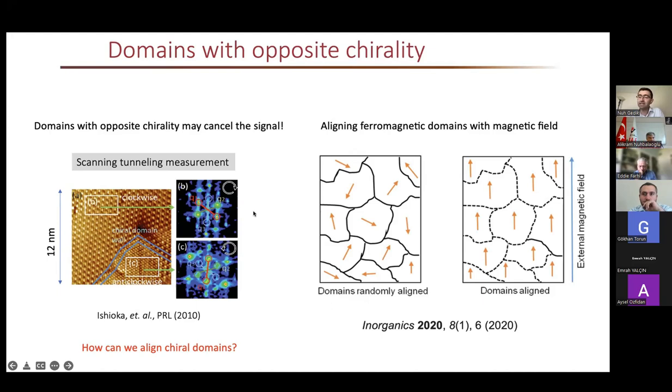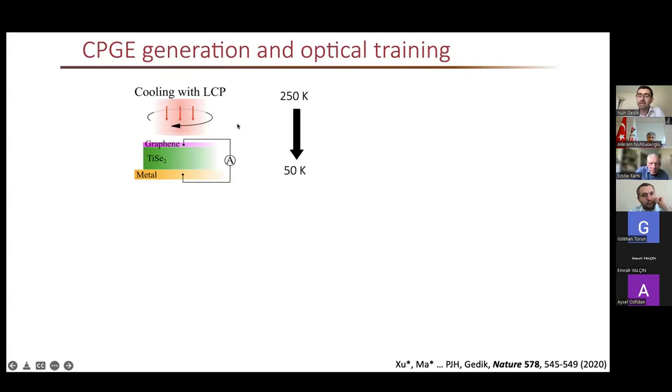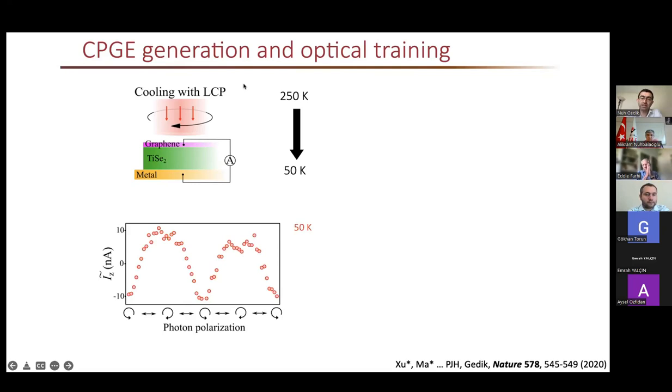So we did the following experiment. We cooled the material in the presence of light. We first put in left circular polarized light at 250 Kelvin, and while we are cooling the material, we keep the light on. Then when we get to 50 Kelvin, we turn off this light and redo the experiment. So here's what you see in that case. When you cool the sample in the presence of left circular polarized light, you see that at 50 Kelvin, there is a very big difference between left circular polarized light and right circular polarized light. And as you change the helicity, that goes the right way.